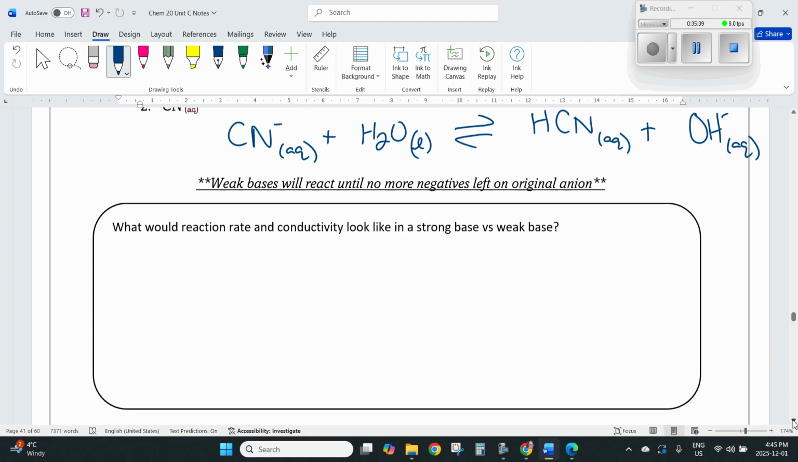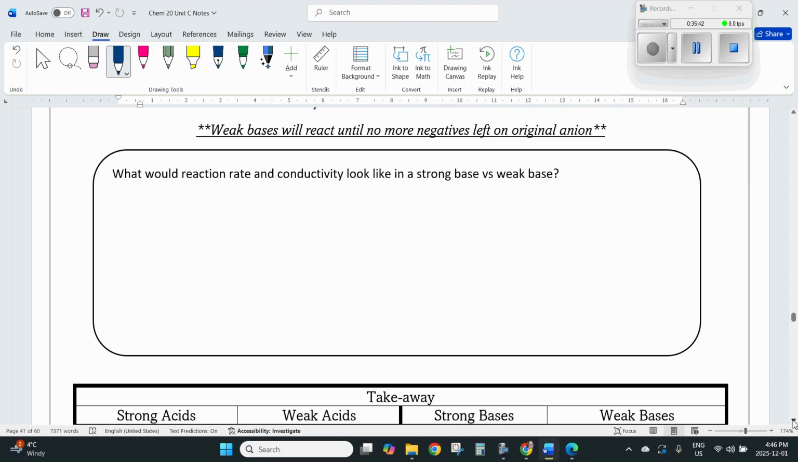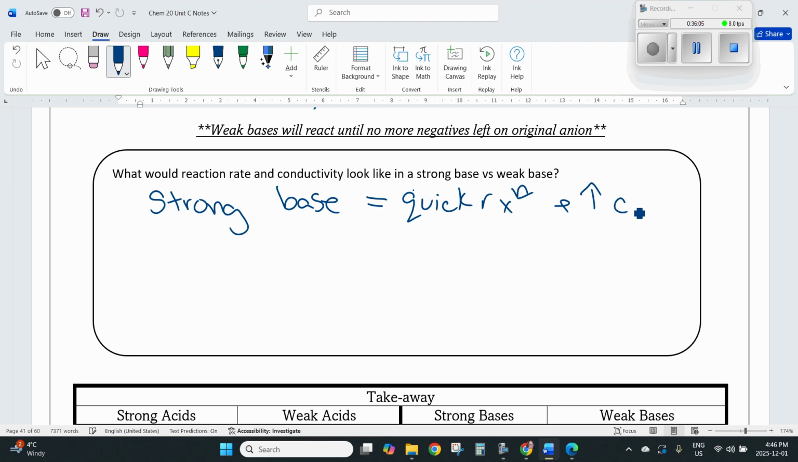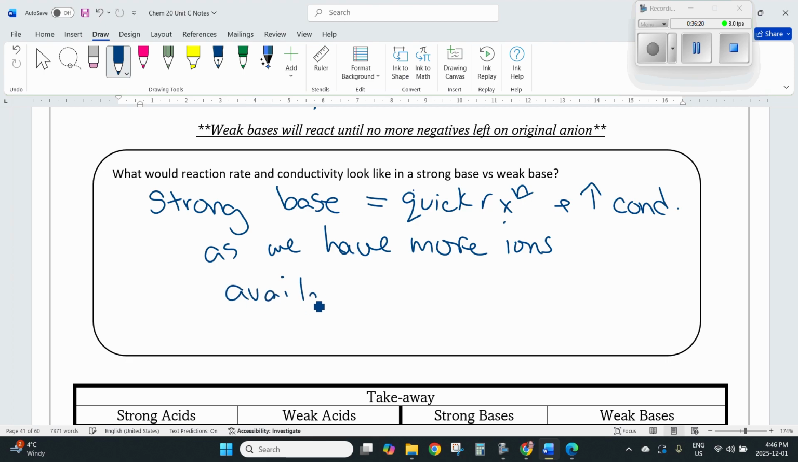Going down, what would reaction rate and conductivity look like in a strong versus a weak base? This is very similar to our strong and weak acids. If you have a strong base, this would equate to a quick reaction and higher conductivity, as we have more ions available to react.